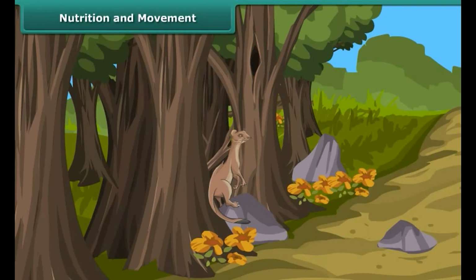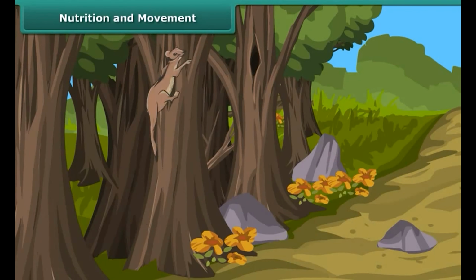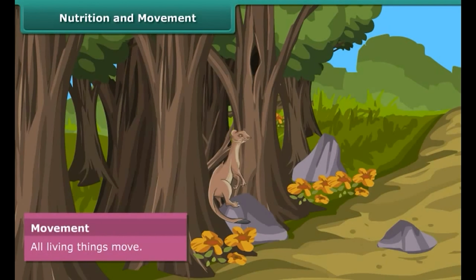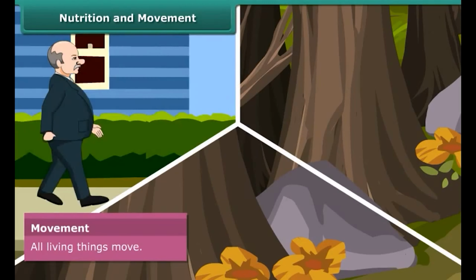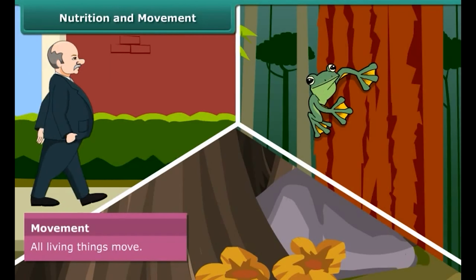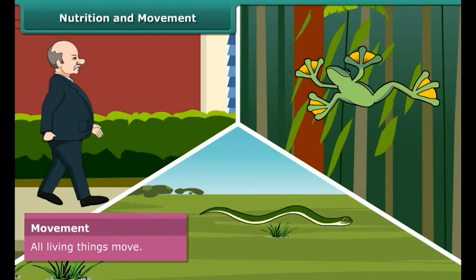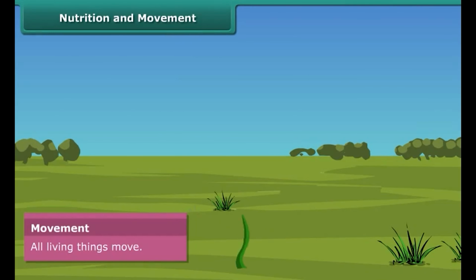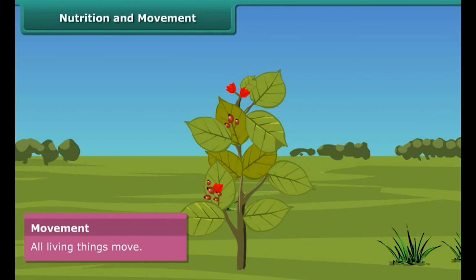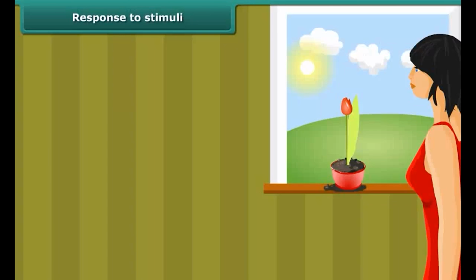Another important characteristic of living organisms is movement. All living things move by their own accord. People walk, frogs leap, snake crawls are actions of movement. Similarly, plants also make some movement, but they do not change their place. For example, climbers move towards the support.